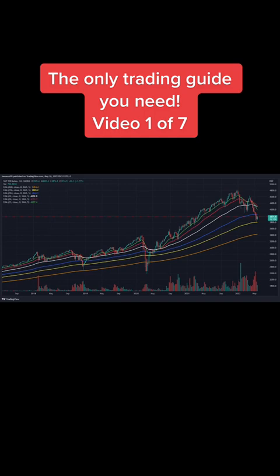Now that we understand what the lines on the chart mean, we move on to timing our entries in the next video.